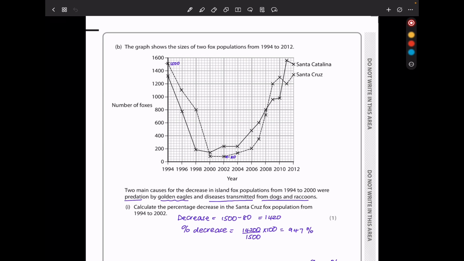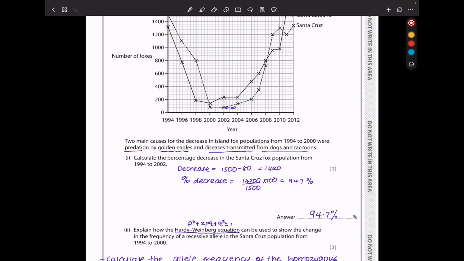In part B, the graph shows the sizes of 2 fox populations from 1994 to 2012. On the vertical axis, we have the number of foxes. So they've given us one in Santa Cruz and the other Santa Catalina. We can see that in both populations, the number of foxes decrease, and then they increase after some time. Then they say 2 main causes for the decrease in island fox populations from 1994 to 2000 were predation by golden eagles and disease transmission from dogs and raccoons.